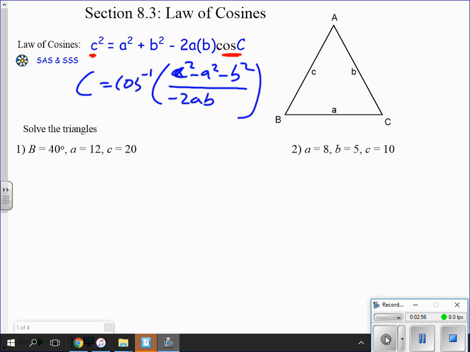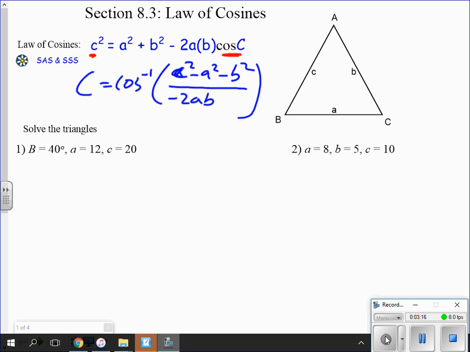The law of cosines has no ambiguous cases. There is nothing ever ambiguous about the law of cosines. Okay? And the law of cosines will work every time. If you have a solution, it will give it to you. There are no ambiguous cases. There are no possibilities of it being something else.